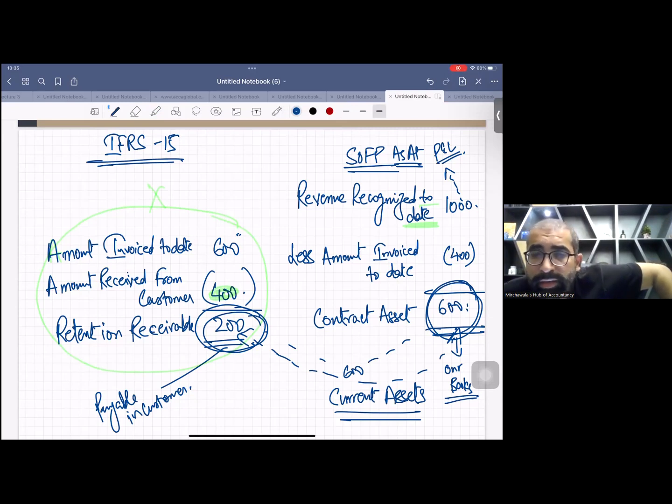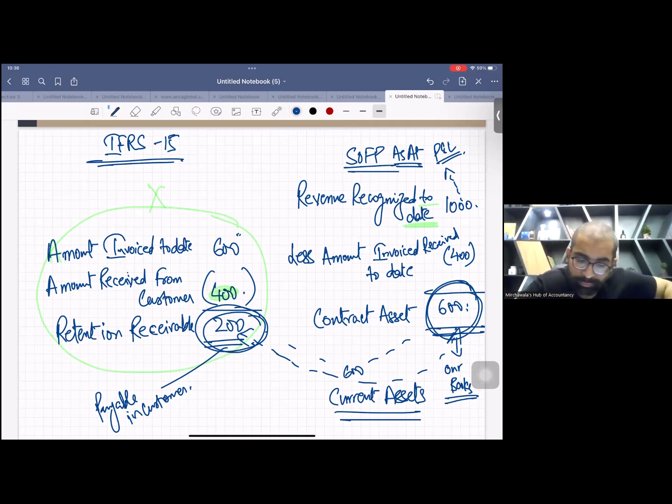So that means if I write the amount received here, I will get this 600, and this 600 also includes retention receivable. That means two things are embedded, two things are combined in this 600 now. 400 is the contract asset and 200 is the retention receivable. But this thing is not recommended. It's a shortcut. Although you will get the balance sheet balance, you will get the SOFP balance, there is still a high chance of presentation error, right?